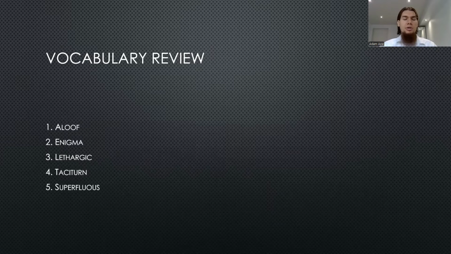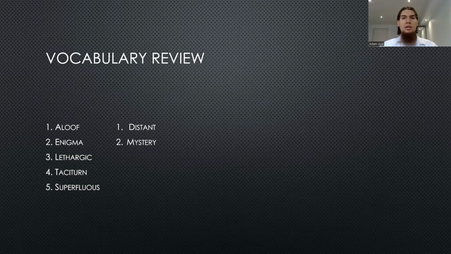Now we'll review the vocabulary words we just learned. Number 1 is aloof. Do you recall its definition? We'll go to the mnemonic phrase. He stayed aloof, sitting on a roof. Aloof means distant or reserved. Number 2 is enigma. It's an enigma, Ma. Enigma means mystery or puzzle.